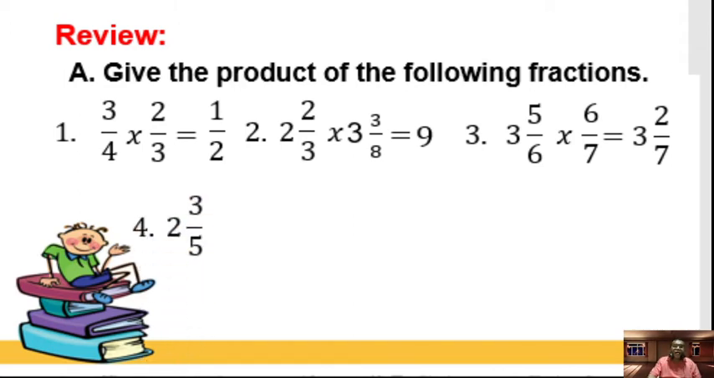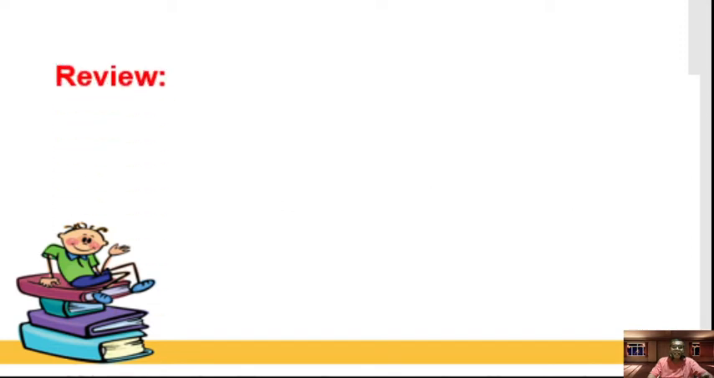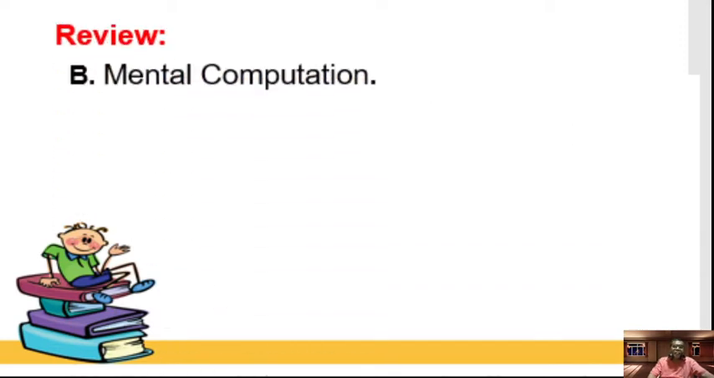Next, 4 and 3/5 times 10/12. Again, you have to change that into an improper fraction and then proceed to cancellation. So the result is 2 and 1/6. And the last one is 4 and 2/5 multiplied by 5/8. Again, change to improper. So the result will become 2 and 3/4.